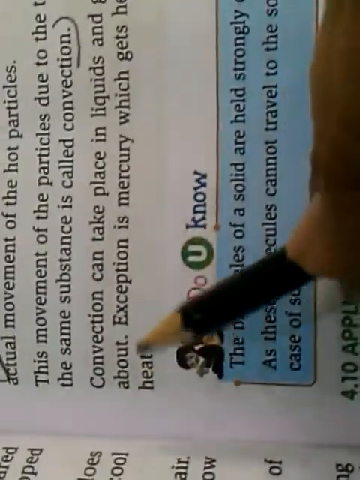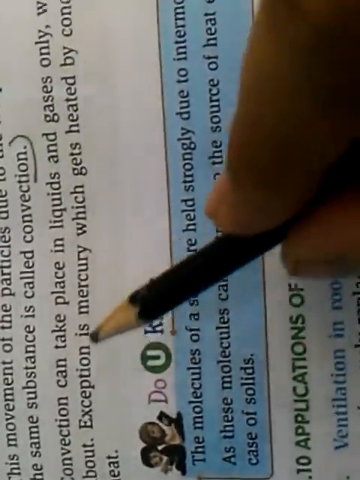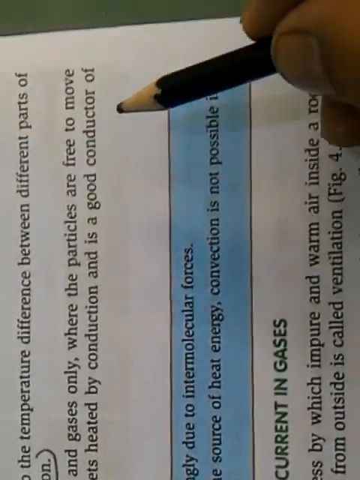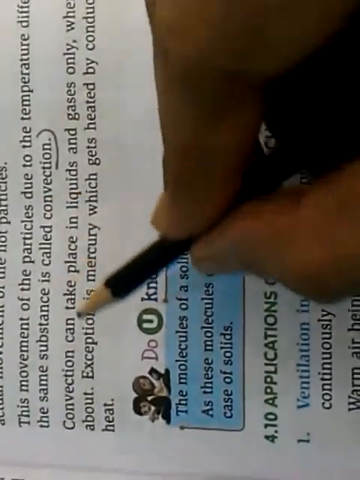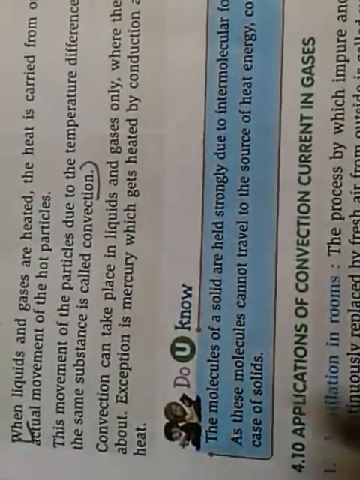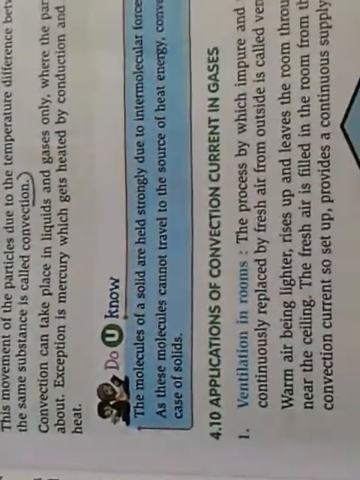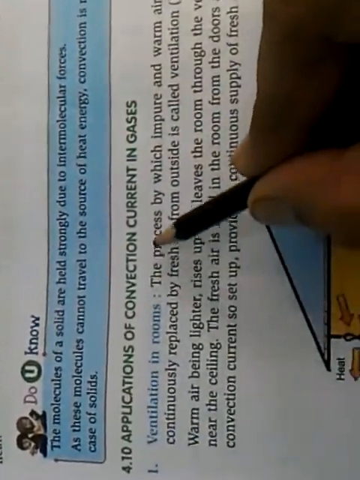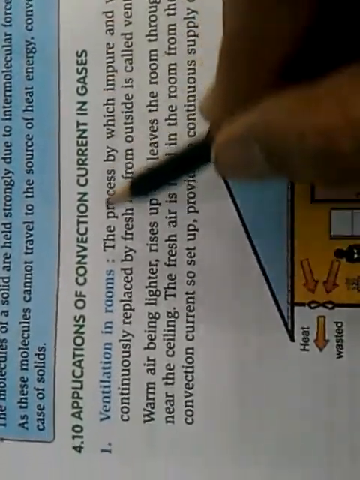In solids, particles are not allowed to move. The exception is mercury, which gets heated by conduction and is a good conductor of heat. We have studied about mercury in the previous class. Now we will see applications of convection current in gases.